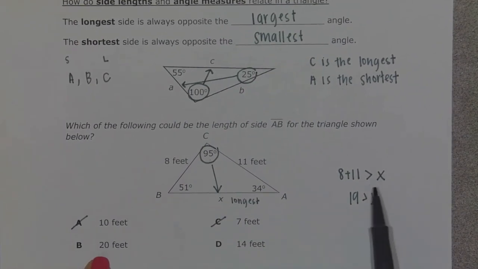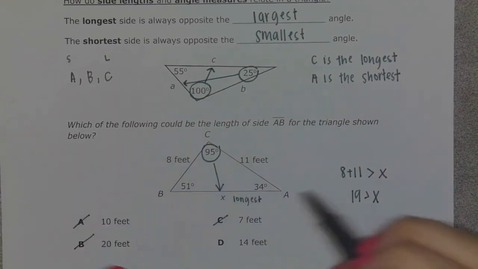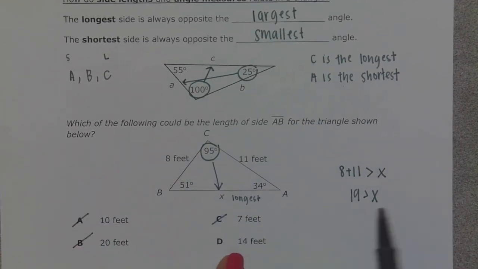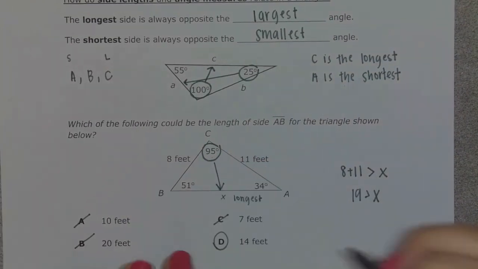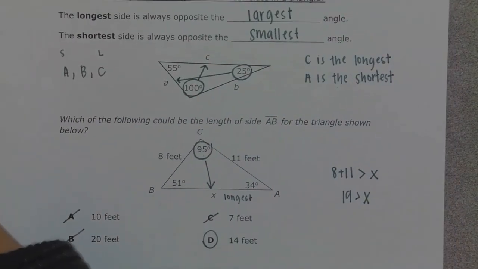So if I picked 20, 19 is not greater than 20. So that would actually not make a triangle. You would have two ends that never meet. But if I picked 14, 19 is greater than 14, and 14 would still be my longest side. So our correct answer here is D, 14 feet.